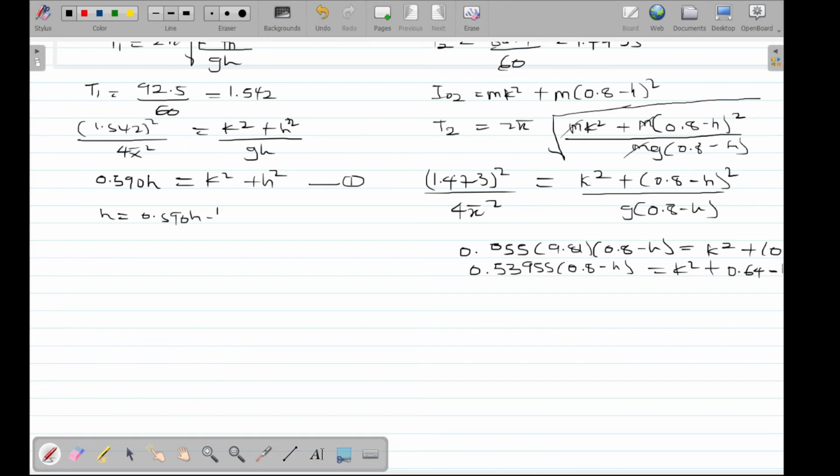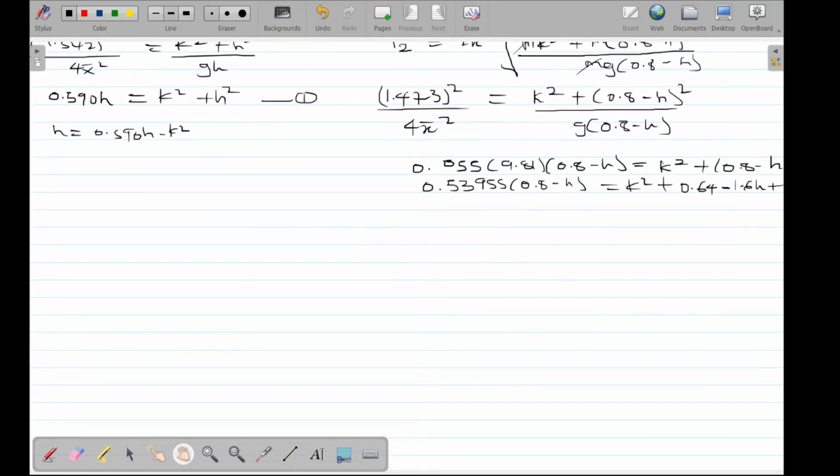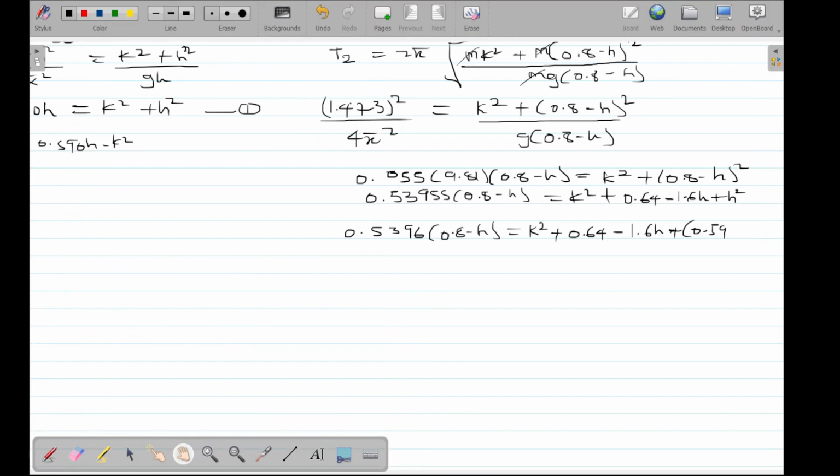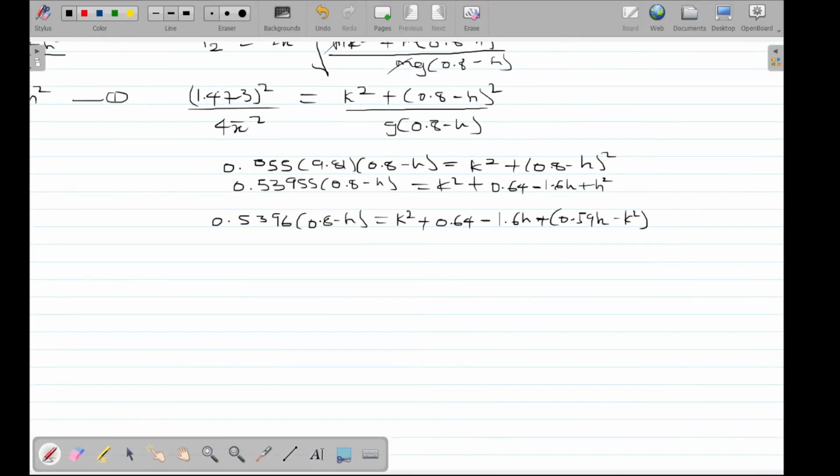So easy like that. The only thing we have to do is solve for the unknowns, which are h and k. So from equation 1, we can say that h squared should be equal to 0.590h minus k squared, and substitute in equation 2. So that would be 0.5396 multiplying 0.8 minus h to be equal to k squared plus 0.64 minus 1.6h, this time plus 0.590h or 0.59h minus k squared. All right, so from here you can see that k squared will cancel k squared here.